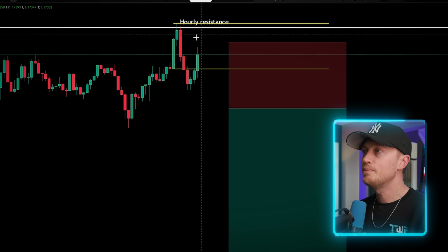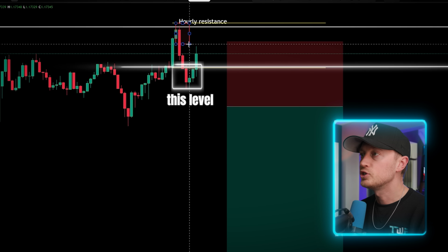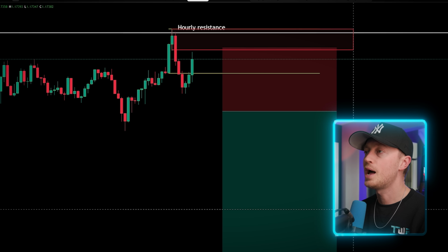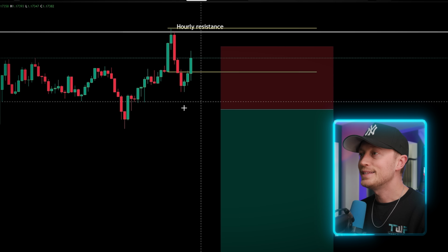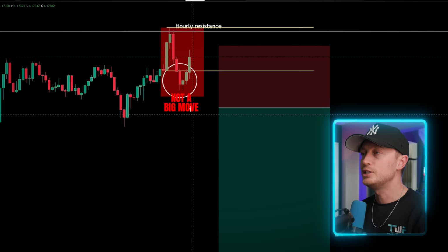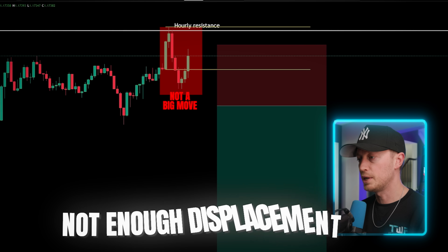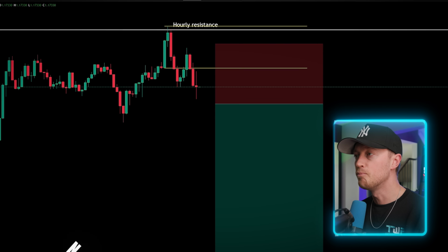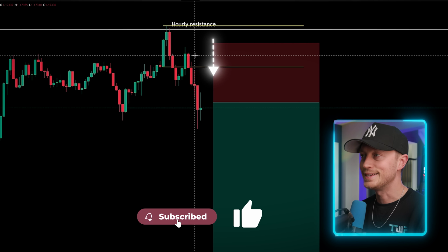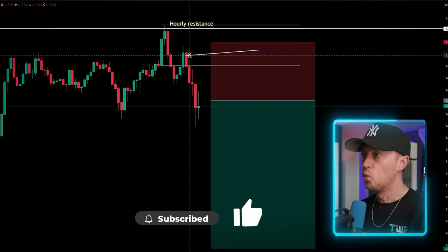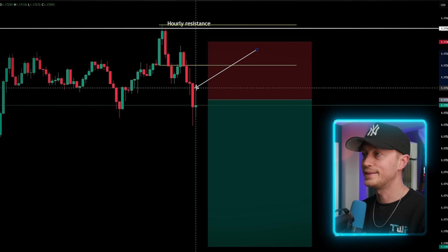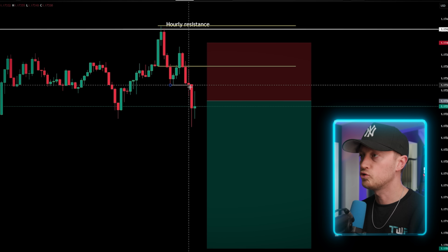Now, did we just get that displacement? Not really, right? You may be looking at this level right here saying, oh, that's a pretty good level of supply. That's a little bit of displacement, but it's not a big move here. It's a really small move. It's not enough displacement. We're looking for a little bit more of an aggressive move, which is exactly what we get right here. 1, 2, 3, 4 red candles in a row. We get the break of structure right here.